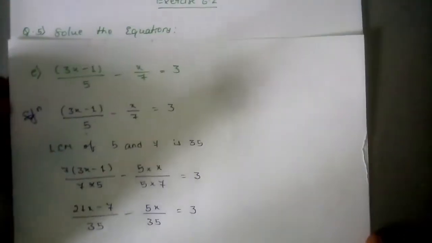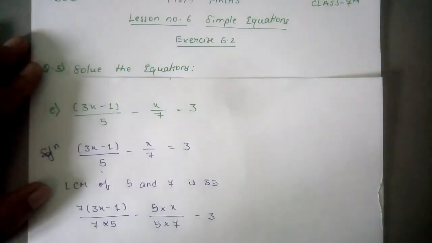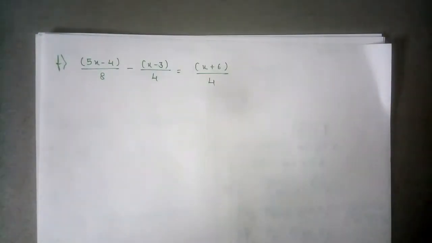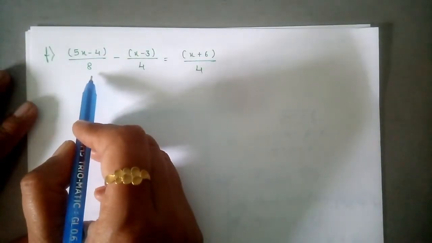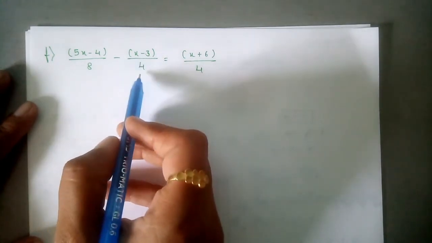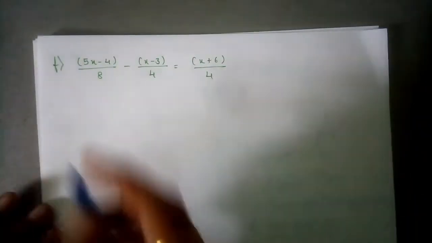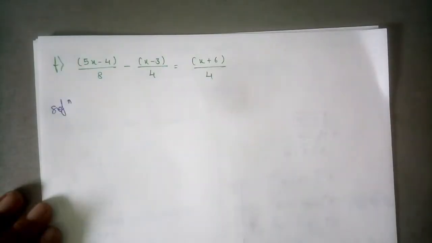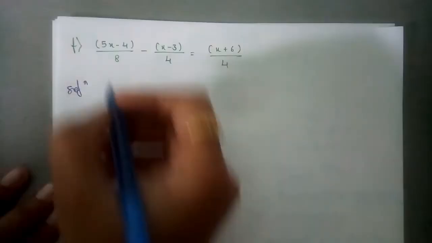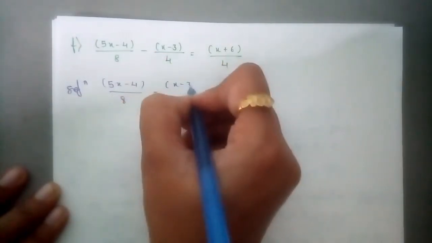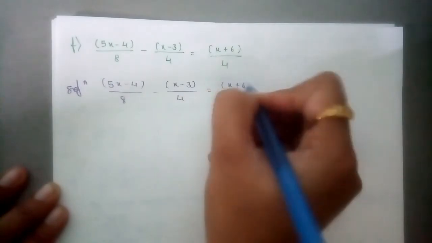Then the next question, that is question number F. In question F it is given that (5x minus 4) divided by 8 minus (x minus 3) divided by 4 equals (x plus 6) divided by 4. So here we will write what is given first, and here also we have to find the value of x. That is (5x minus 4) divided by 8 minus (x minus 3) divided by 4 equals (x plus 6) divided by 4.